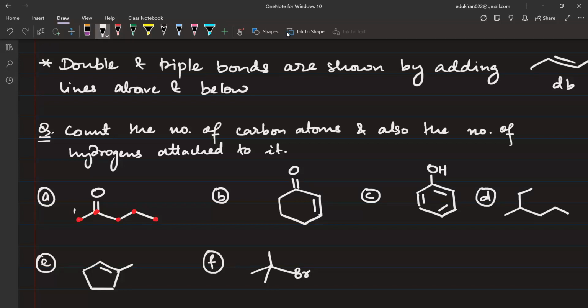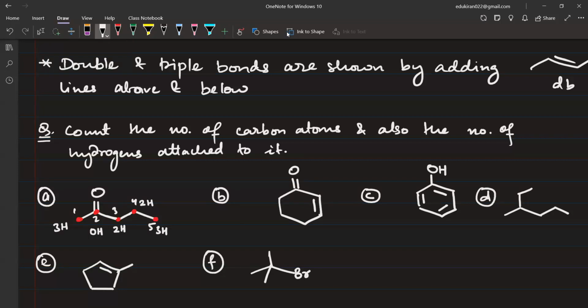So for the first, second, third, fourth, and fifth, for the first carbon atom, I can see only one visible bond, right? So the number of hydrogens will be what? 3 hydrogens. For the second one, I can see how many bonds? Tell me, guys. 4 bonds. So there will be 0 hydrogens. In the third one, I can see 2 bonds coming out of it, right? You'll have 2 hydrogens. The fourth one will also have 2 hydrogens, and the fifth one will have 3 hydrogens.